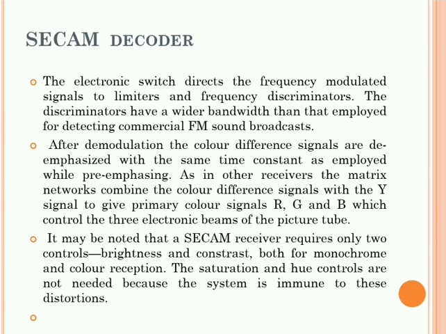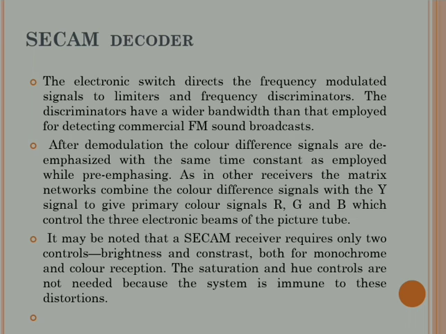It may be noted that a SECAM receiver requires only two controls, brightness and contrast. Only these two controls are needed at the receiver end of the SECAM circuit, for both monochrome and color reception. The saturation and hue controls are not needed because the system is immune to this distortion. There is no distortion related to saturation and hue. That's why there is no need for saturation and hue controls.